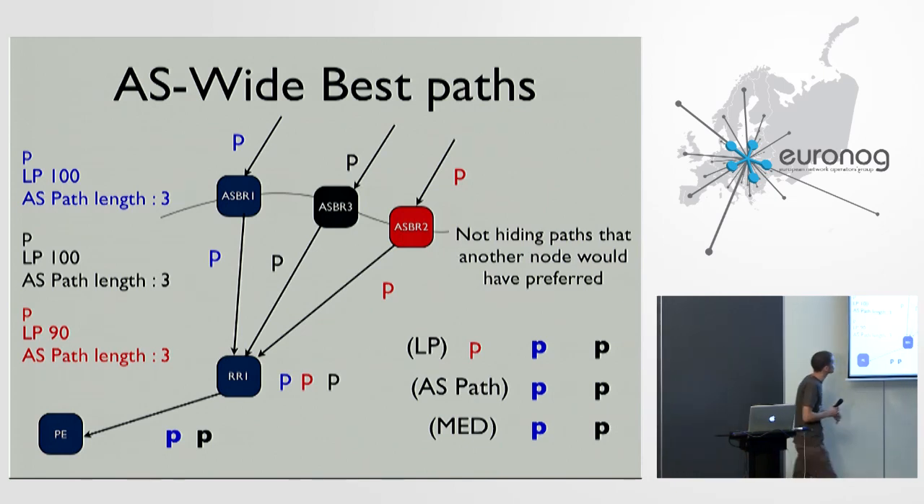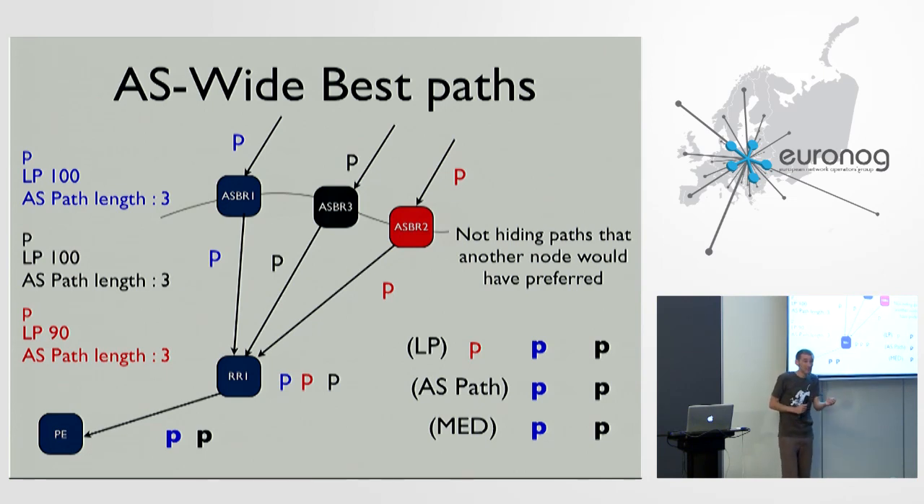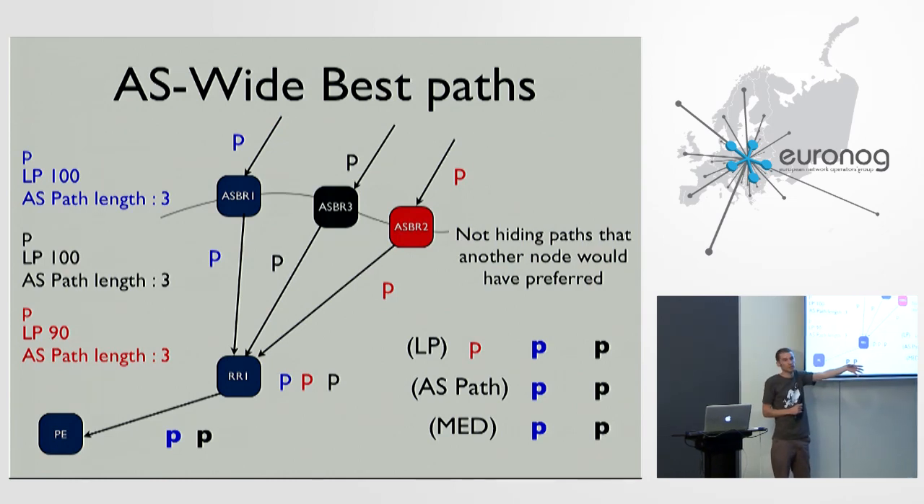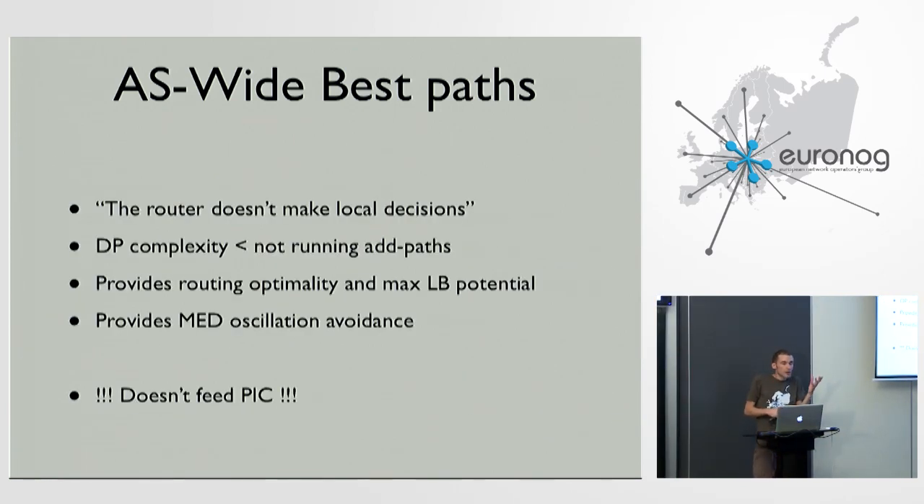As a result, what you will do is advertise towards your PE all the paths that should be tiebroken based on the IGP. And as a result, the PE will actually pick the closest next hop. And so, due to the way you define your route reflection topology, you will not end up using way suboptimal paths across your network. So with this mode, the router does not make local decisions for its PEs. The complexity of the decision process is lower than not running add-path because you stop earlier on.